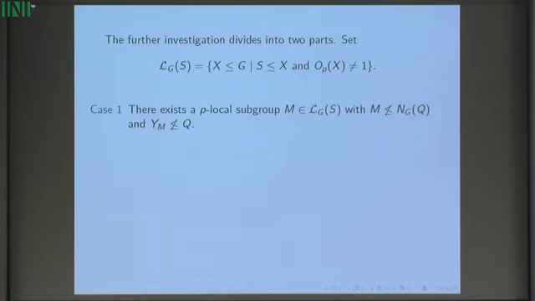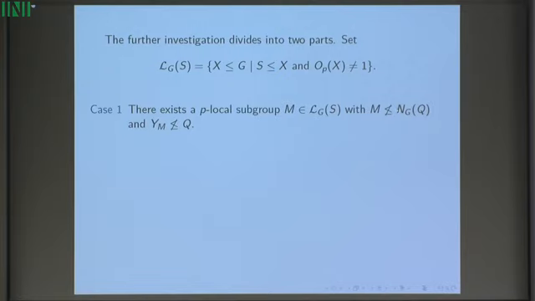So we want to go further. So LG of S is just a collection of P local subgroups that contain S and have non-trivial OP. So these are the P local overgroups of S. So here's another one of those nice case divisions where everybody can agree it's right. So case 1 is there exists a P local subgroup M such that M is not in NGQ and YM is not in Q.